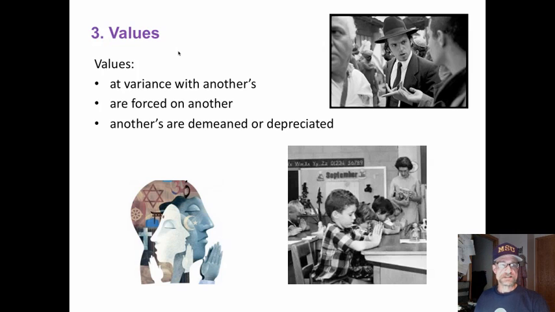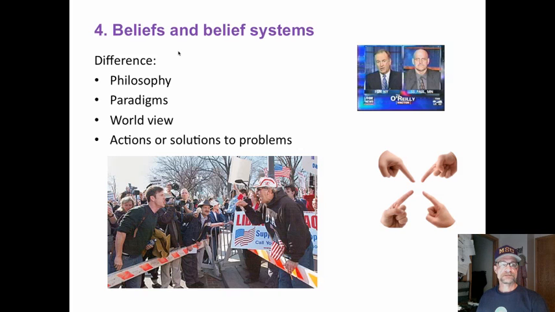Number 3, values. When the values that you hold are at variance with another. Now that's okay, but if they are forced on another, or if another person's values are demeaned or depreciated, that causes conflict. Number 4, beliefs and belief systems, that's okay.